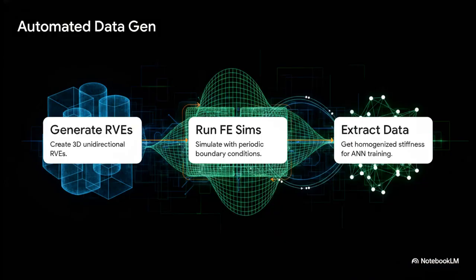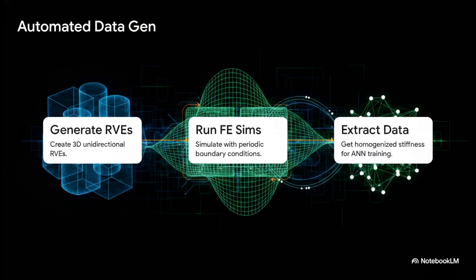Now, as we know, to train an artificial neural network, you absolutely need data. And not just any data, high-fidelity data. To get this, the researchers had to set up an automated, massive batch mode process. In step 1, they used a software called Digimat FE to automatically generate 3D unidirectional RVE geometries. Then, in step 2, they ran a custom Python script to do the finite element simulations on these RVEs, applying those periodic boundary conditions to mimic real-world physical constraints. Finally, in step 3, the script automatically extracts the homogenized stiffness properties.